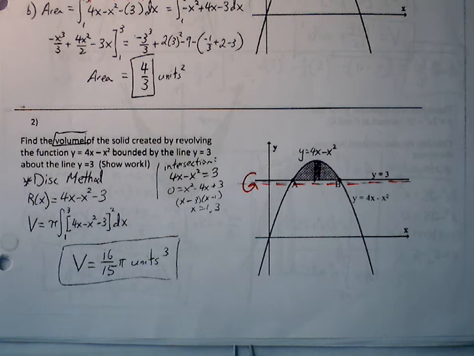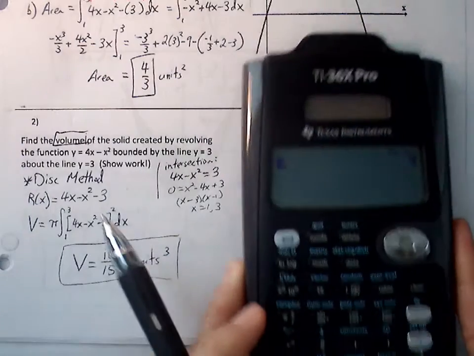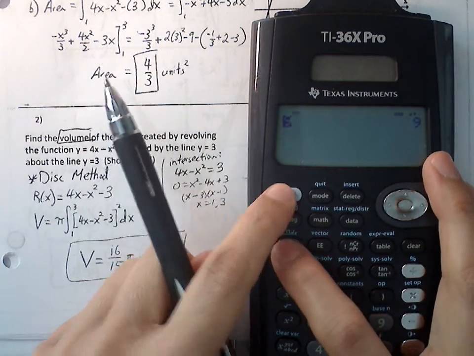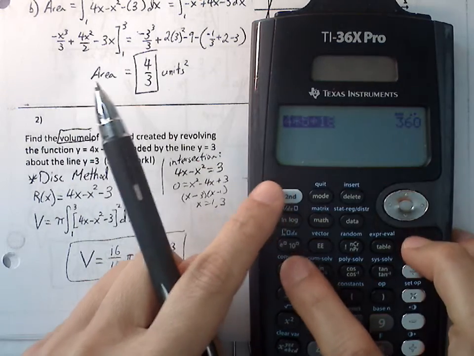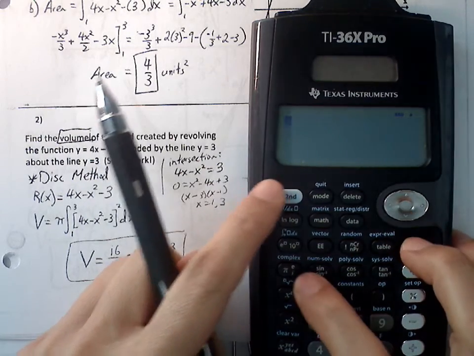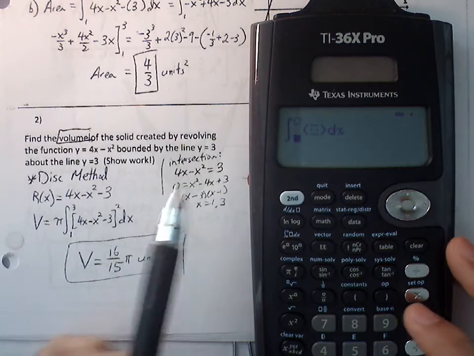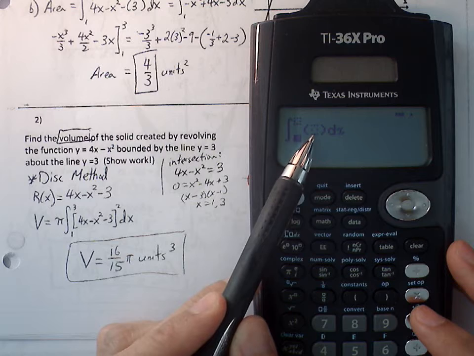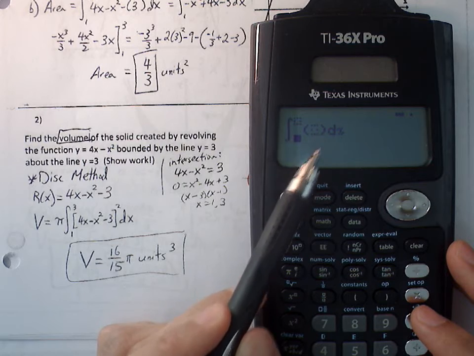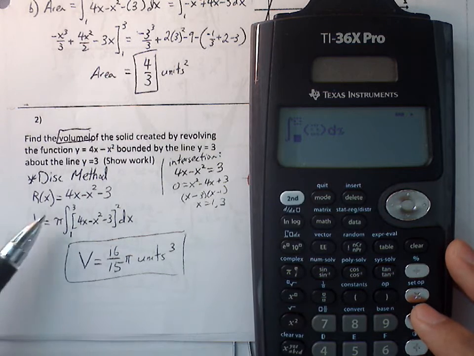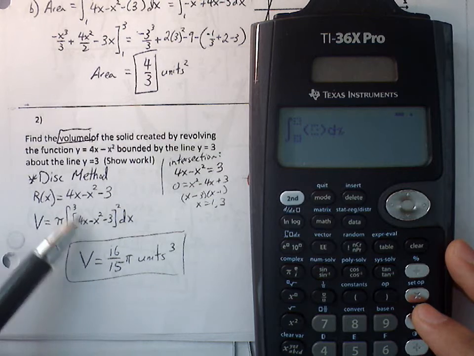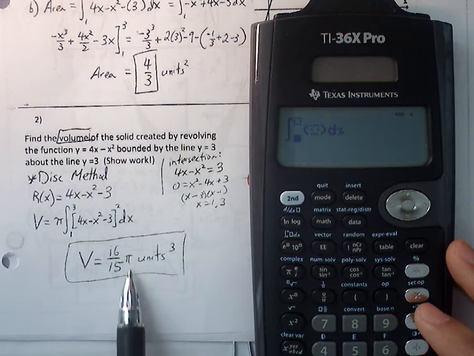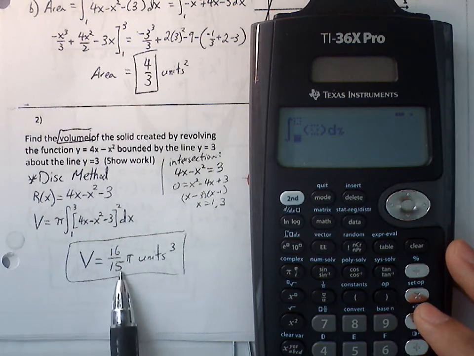And in our 36 Pro, you can simply use second E. That will take you to the definite integral notation and just plug everything in as you see it: from 1 to 3, parentheses 4x minus x squared minus 3, quantity squared. And we leave the pi out of the calculator. This will produce 16 over 15, and then we just add that pi manually without using the calculator.